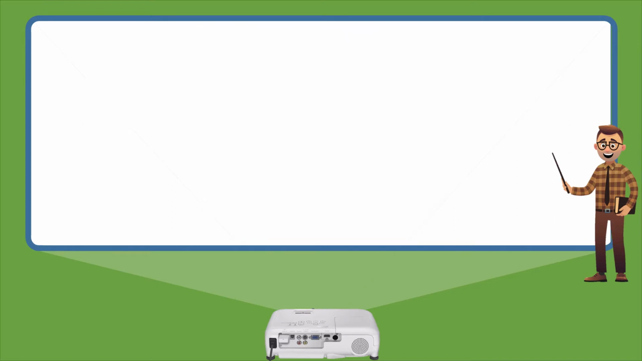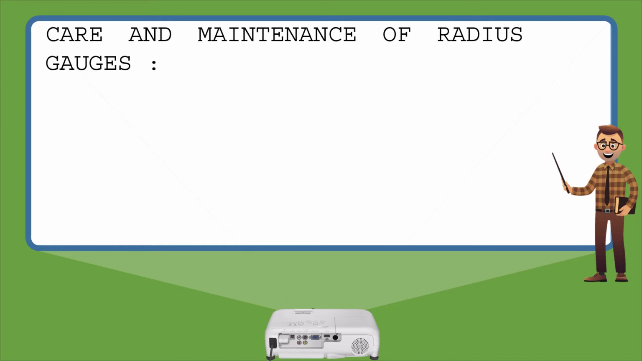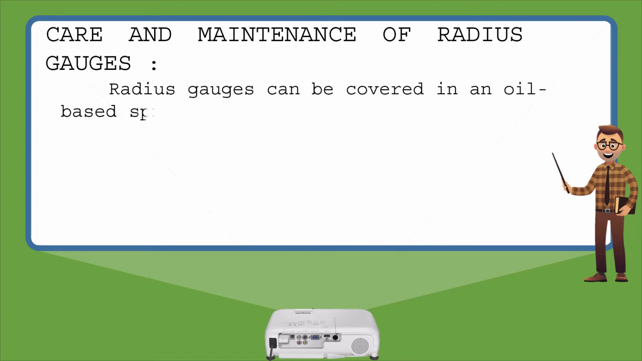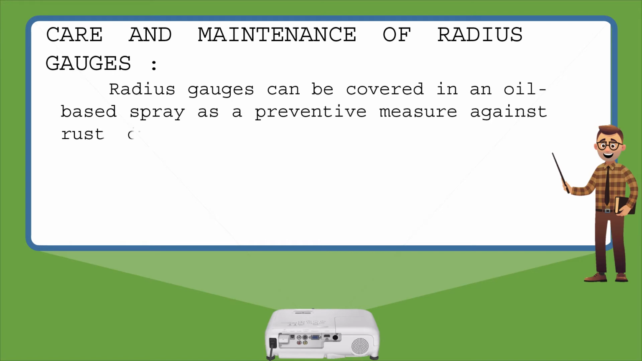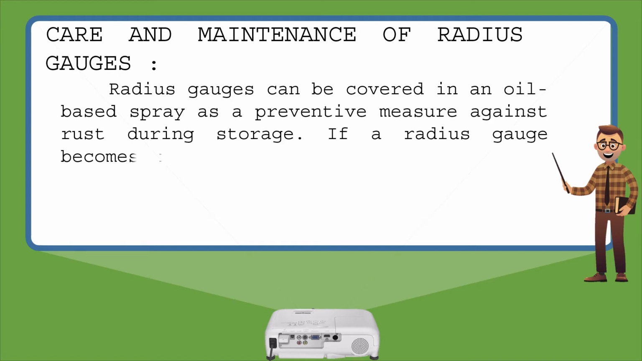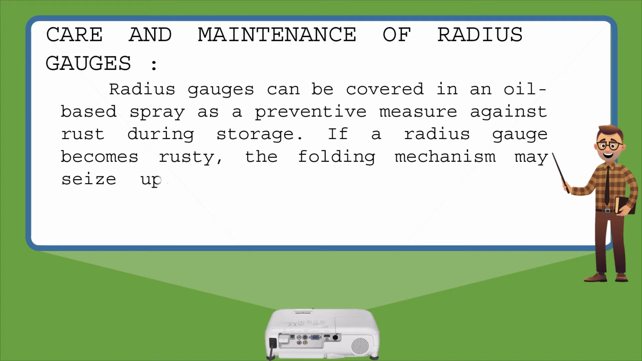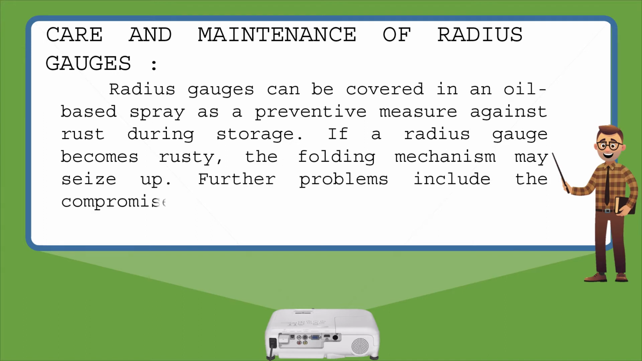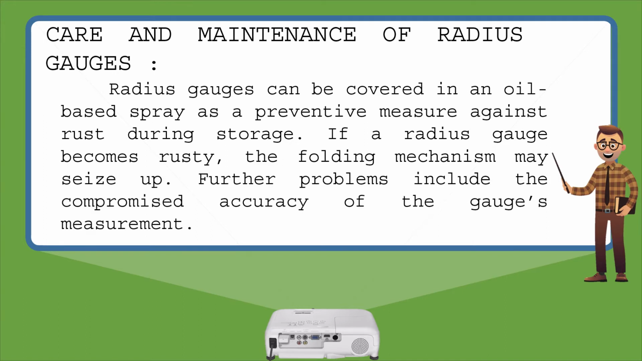For better efficiency in gauges, we need more care and maintenance. Let's see the care and maintenance for radius gauge. Radius gauges can be covered in an oil-based spray as a preventive measure against rust during storage. If a radius gauge becomes rusty, the folding mechanism may seize up. Further problems include the compromised accuracy of the gauge's measurement.